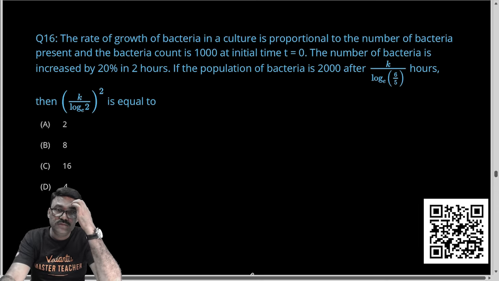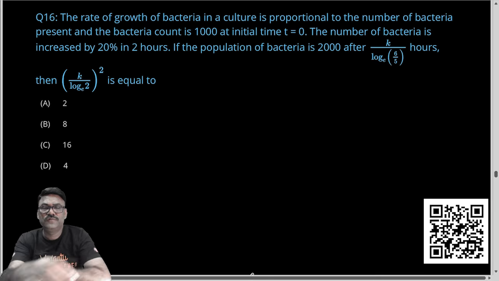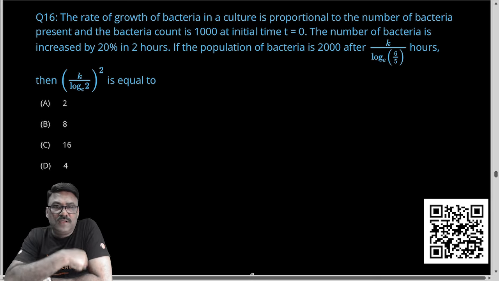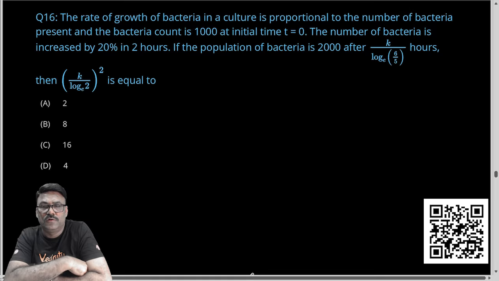See, this next question is based on differential equations. Rate of change problem actually. The rate of growth of a bacteria in a culture is proportional to the number of bacteria present at any point of time. And when t is 0, the count is 1000 number of bacteria, and it is increased by 20% in 2 hours. Then population becomes 2000 after this time, K over log 6 by 5. So what will be K over log 2 hours?